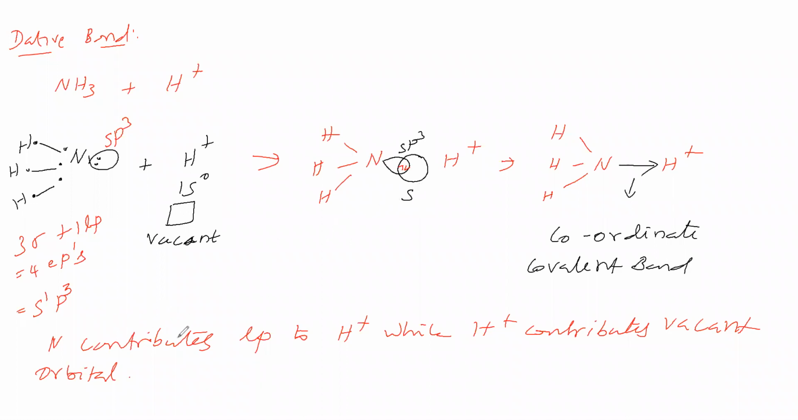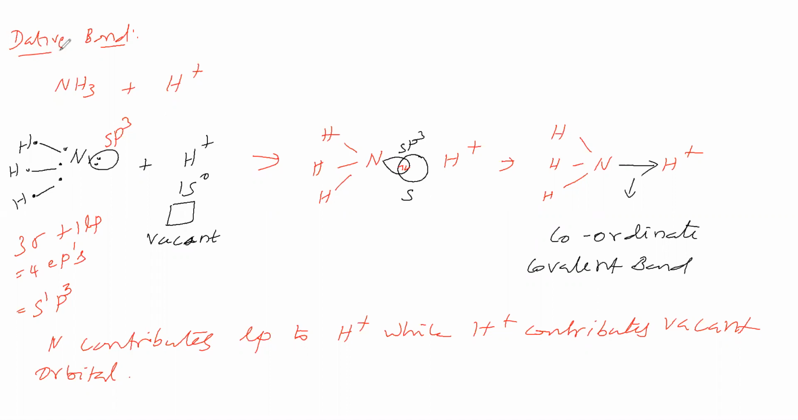Therefore we said nitrogen contributes a lone pair. Contributing means giving for sharing. Donation and contribution are different. Contribution means giving for sharing. So this bond is called a coordinate covalent bond. Another name is called what?